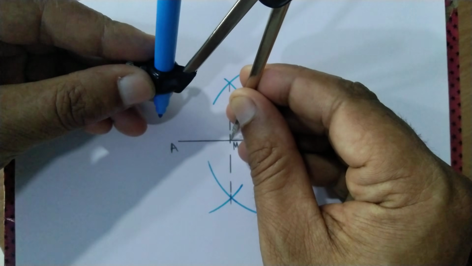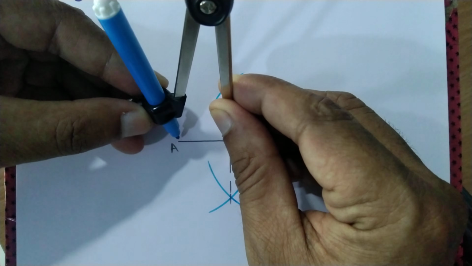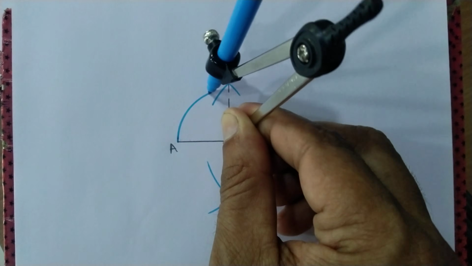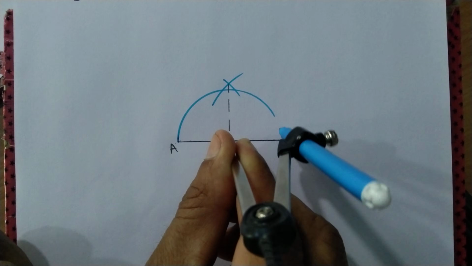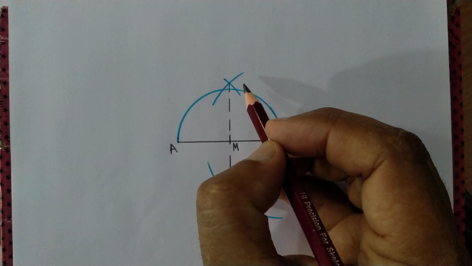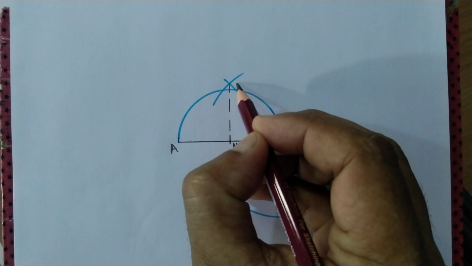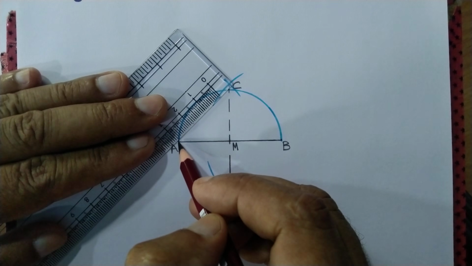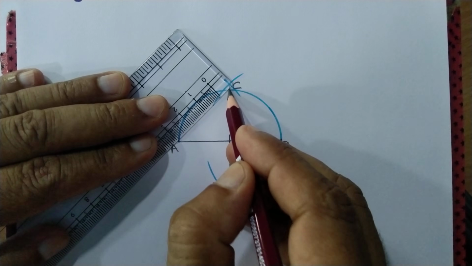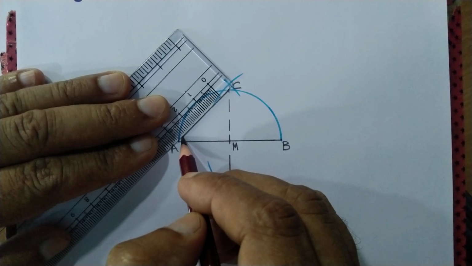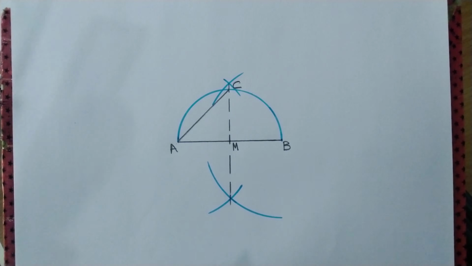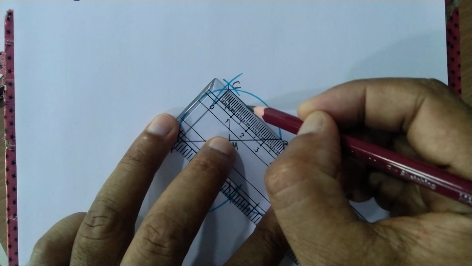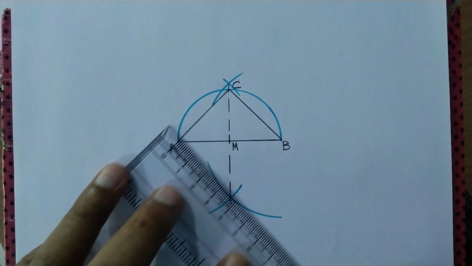Take a compass, adjust the radius of compass to measure AM, and then simply draw a semicircle. Let the semicircle intersect the perpendicular at the point C and join AC, of course again using a ruler, and then join BC as well, again using the ruler.